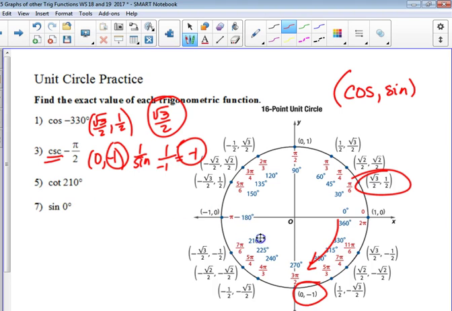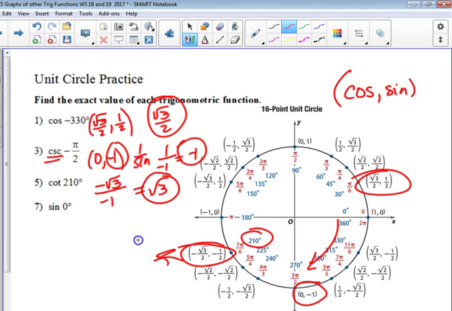Cotangent 210. 210 is right here, so the ordered pair is here. Cotangent, it even says on your reference sheet, if you look on the other side, it says cotangent is cosine over sine or x over y. Do you remember what I said about the denominators? Yeah, they always cancel out. So it's just negative square root of 3 over negative 1, cosine over sine, which is square root of 3. Okay? You don't have these questions, so these are just practice up here, guys. The sine at 0. Go over here. What's the sine value? 0.